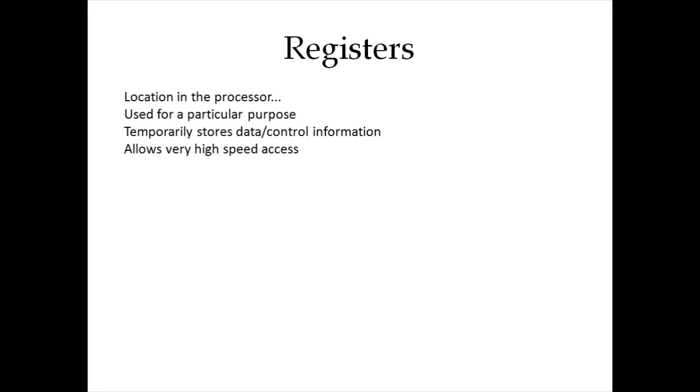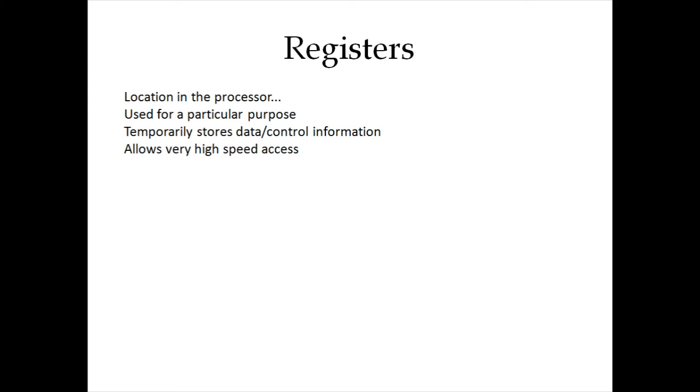Registers. Von Neumann architecture uses a variety of registers. You should know what registers are and how different registers such as the program counter and memory address register are used. A register is located in the processor. Each register is used for a particular purpose, as we'll see shortly. Registers are used for temporary storage and can be accessed quickly.